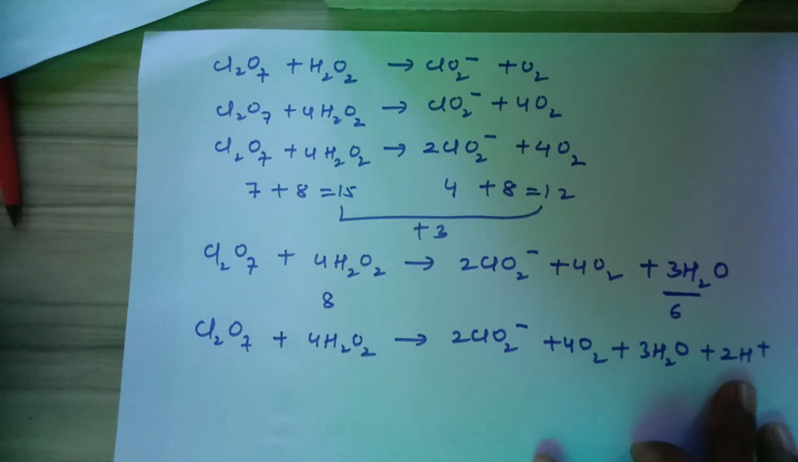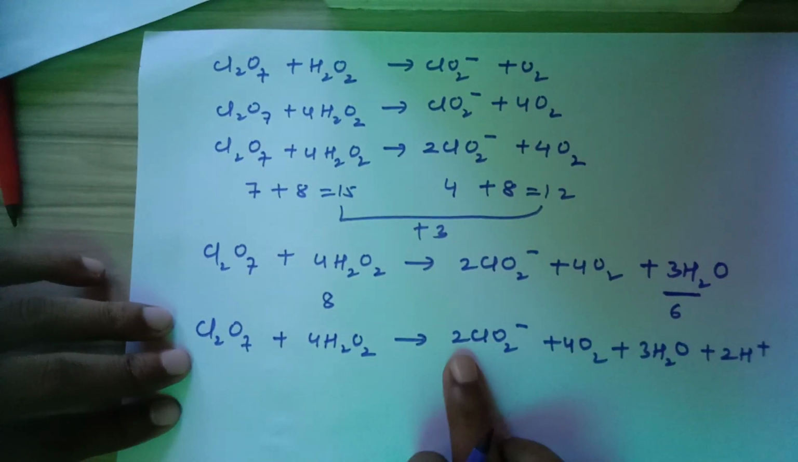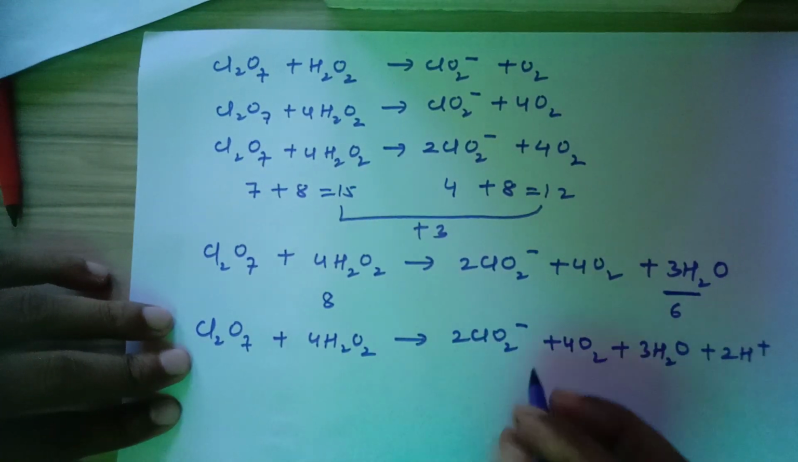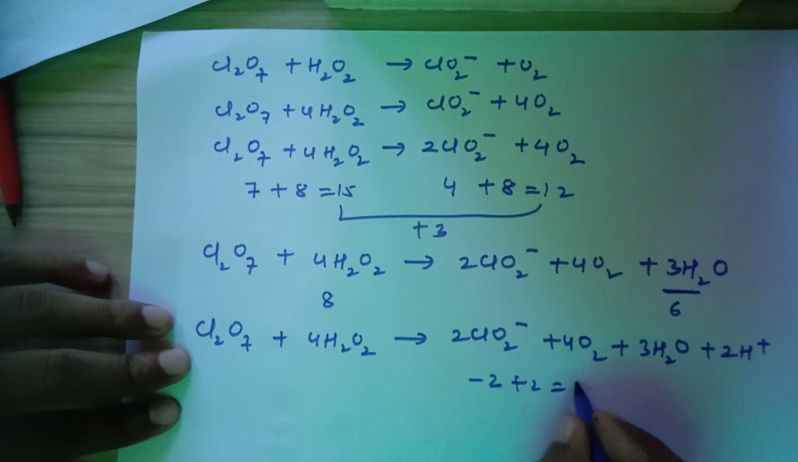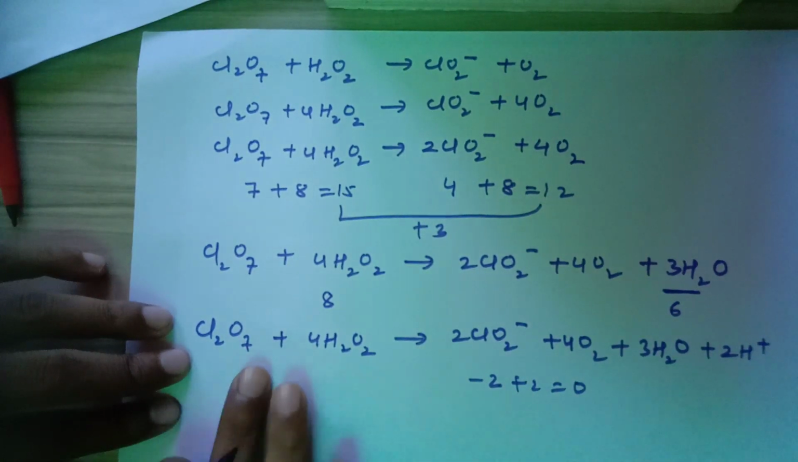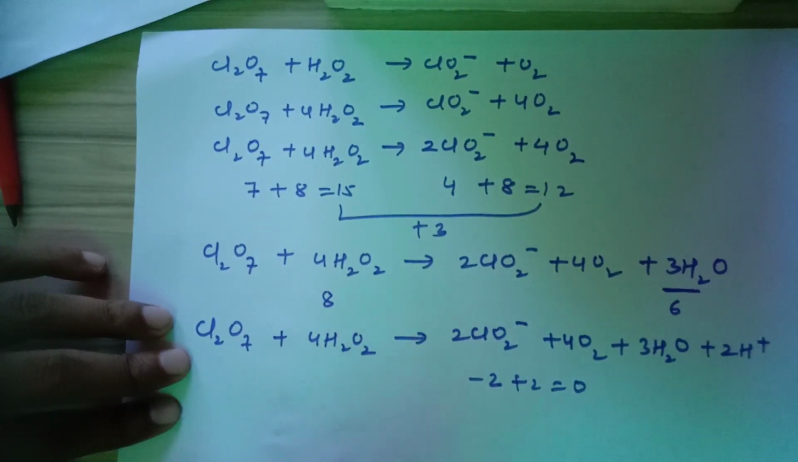Now see whether charges are balanced or not. Over here the charge is -2, over here it is +2, so it's 0. On the left hand side also there is 0 charge. So the given equation is balanced in acidic medium. Since there is H plus, it is balanced in acidic medium.